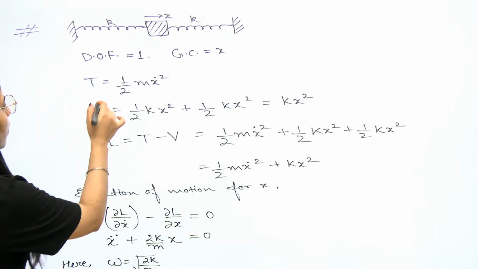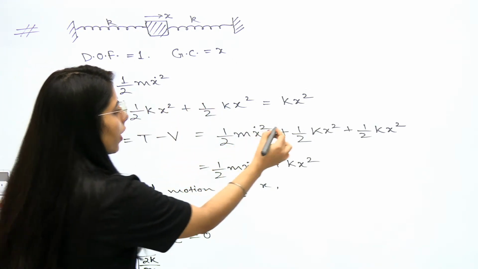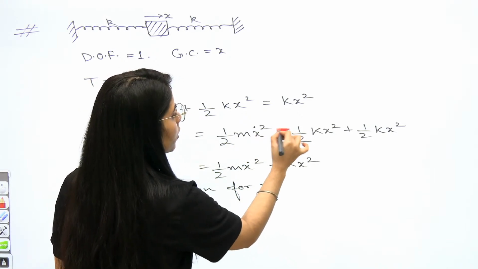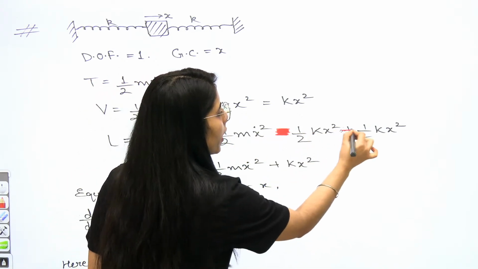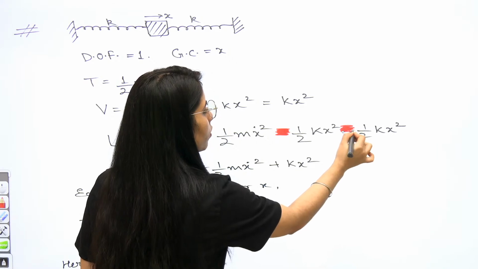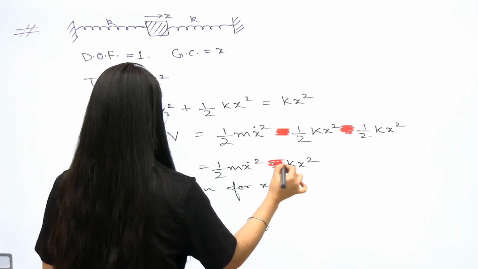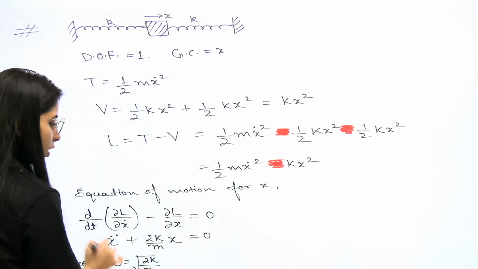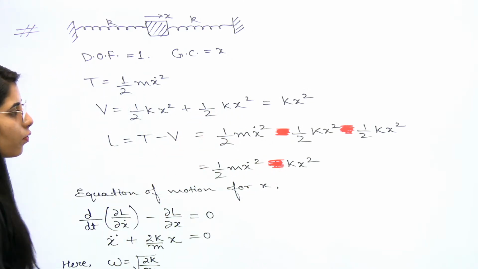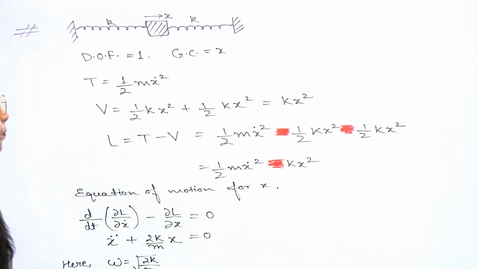Guys, see, T, V and negative sign. L is equal to T minus V, and negative sign, and here it's going to be positive. This one is correct, but they have made it negative. Done?